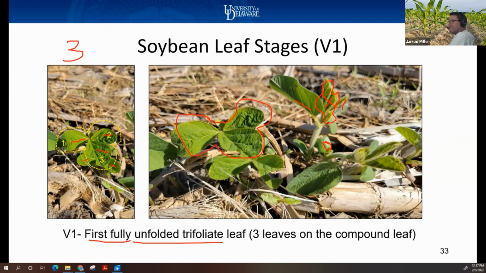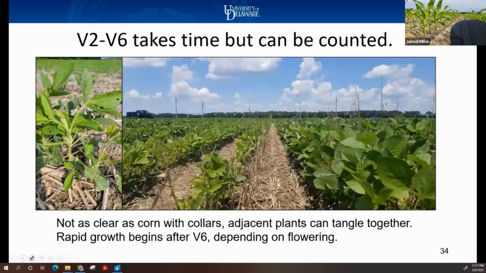So again, it's kind of like corn. How are you going to decide when something's unfolded or not? What if this leaf's a little bit higher than the other one? What are you going to do? You got to be consistent. It's an art. It's not a science. It's a guess. And no matter what they tell you, the books make it seem clear. It's not clear when you're in the field because it changes. Just be as consistent as possible.